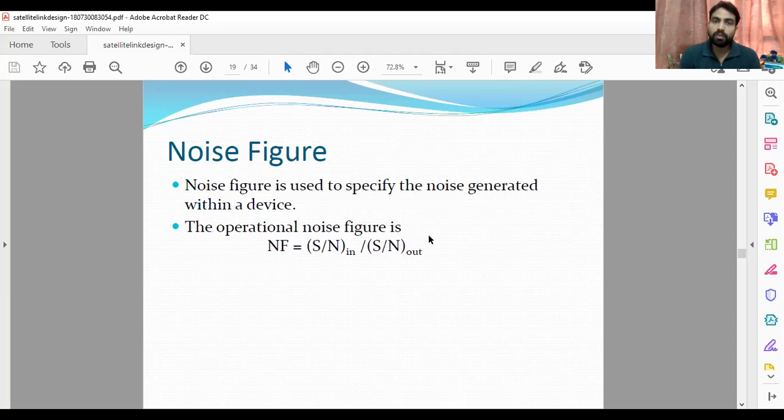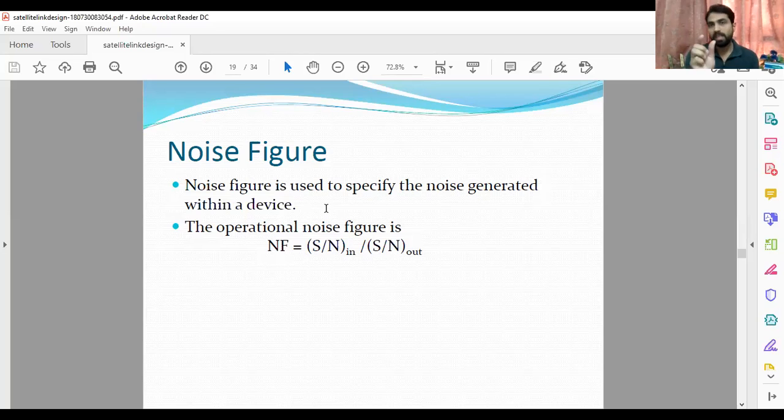So before releasing any power from the base station to the satellite and from the satellite to the base station, which means the earth station, we have to find out that the radiation and the power being released will have a certain noise figure. And that noise figure is very important and should be calculated. So noise figure is used to specify the noise generated within the device. How much noise is being generated can be calculated with the noise figure.